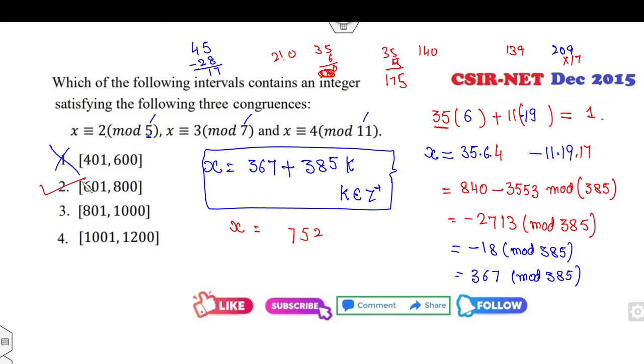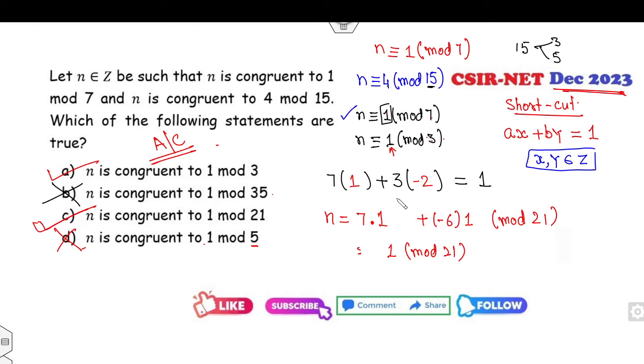So then for the next one, I can take k equal to 2. I can add 385 more. It will be 1137. So 1137 is possible. So B and D are the right answers of this problem. Whenever you have a system of equations, try to solve it by this shortcut way.